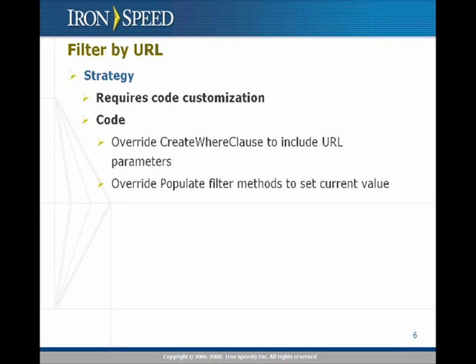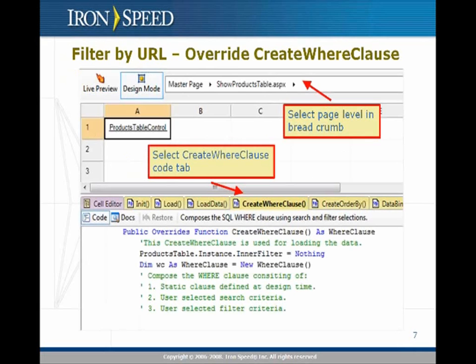The second thing we need to do is modify the populate method on that drop-down list for the filter and set the current value. And that's the goal that we need to accomplish here. Those are the two code customizations that we will do with this particular example. Now, I'll skip through and actually show you how this is accomplished. But let me just quickly go through the slides here.